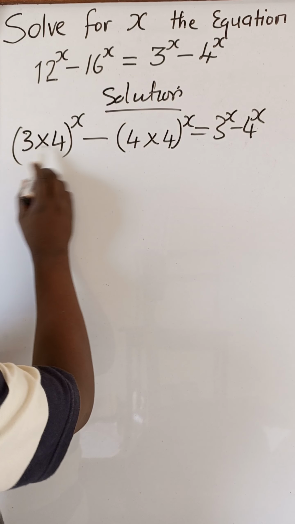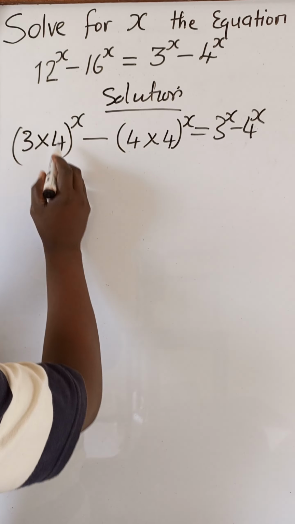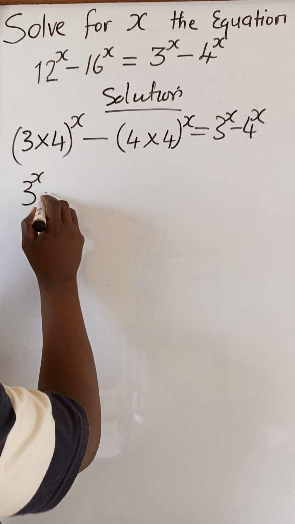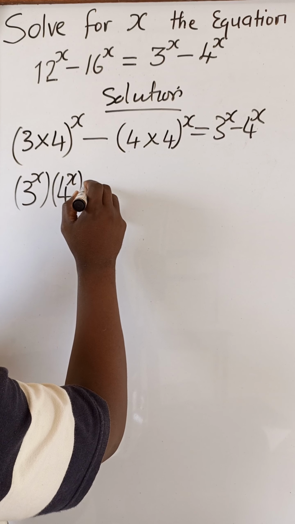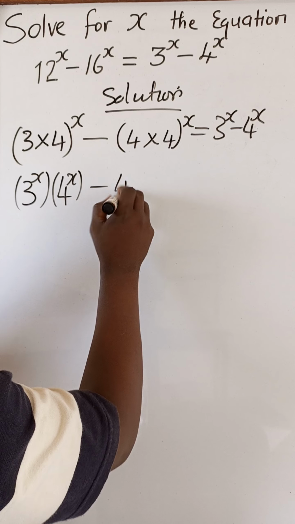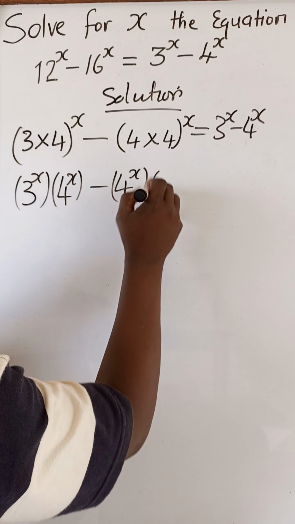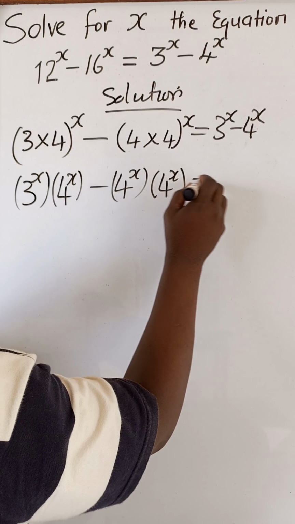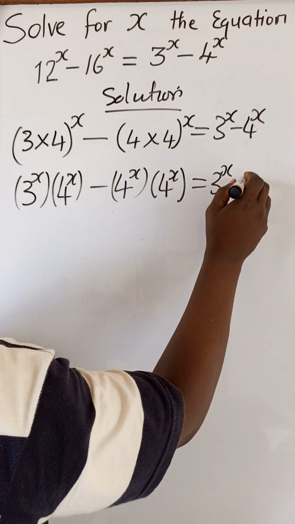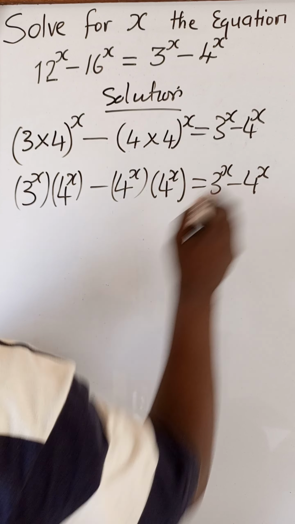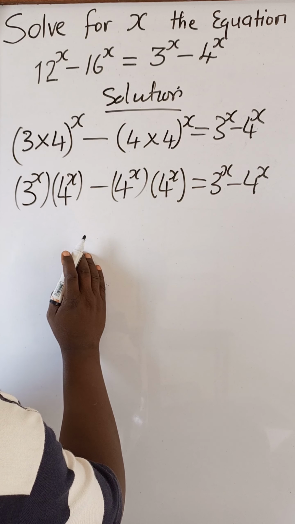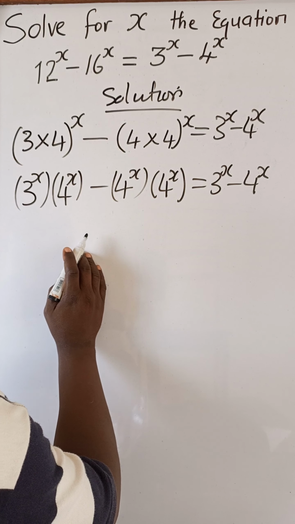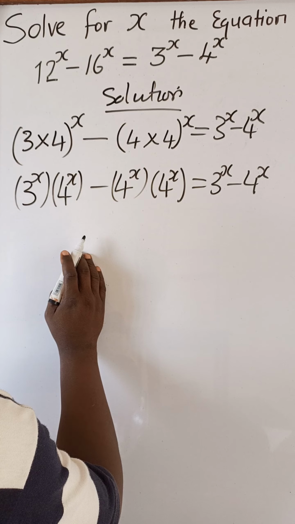Now we have this product having this power, so all of them should carry the power. It becomes 3 to the power x, 4 to the power x. The same thing here, 4 to the power x, 4 to the power x, and 3 to the x minus 4 to the x. Okay, coming this way, we see 4 to the power x is common.